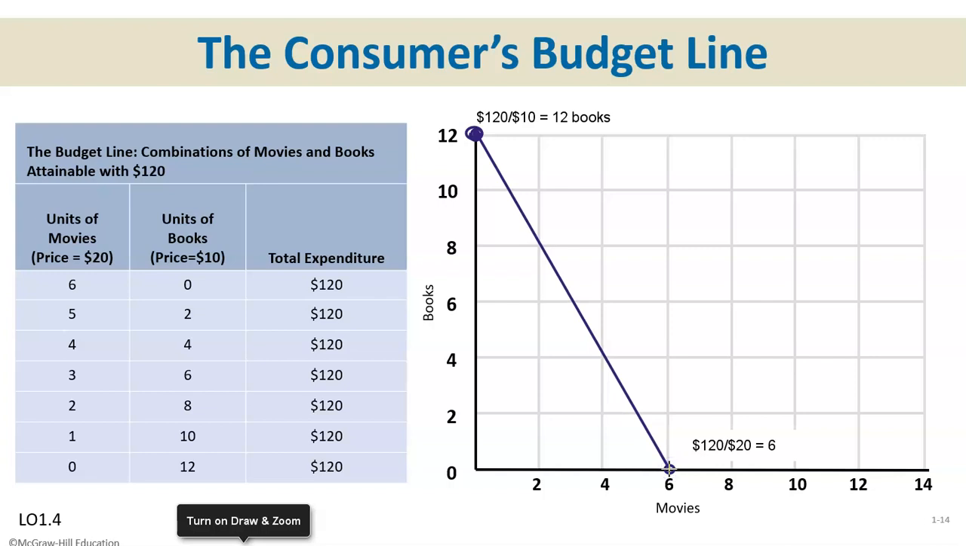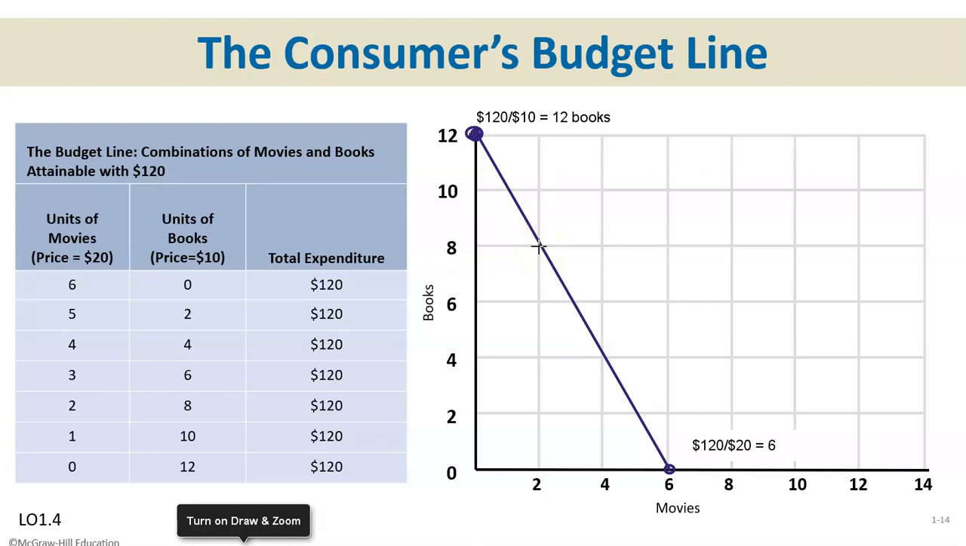And that is your budget line. So the budget line actually shows you, if the person spends all of their money, how much of the two goods they could purchase. So if we're looking at any point along the line, like for instance this point right here, at this point the person is purchasing 8 movies and 2 books, and that's going to cost them exactly $120.